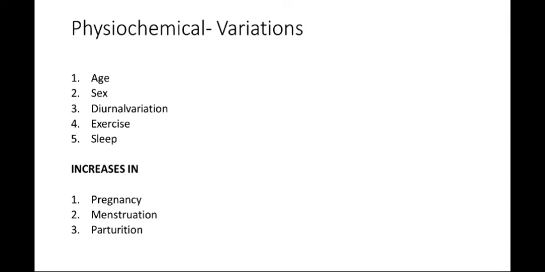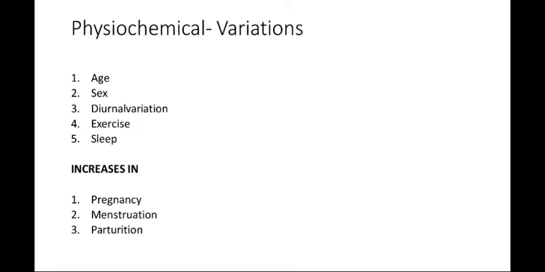Now we will see the physiological variations. Age. The WBC count is about 20,000 per cubic millimeter in infants and 10 to 15,000 per cubic millimeter of blood in children. In adults, it ranges between 4,000 and 11,000 per cubic millimeter of blood. Sex, slightly more in males than the females. Diurnal variation. WBCs are minimum in early morning and maximum in afternoon.